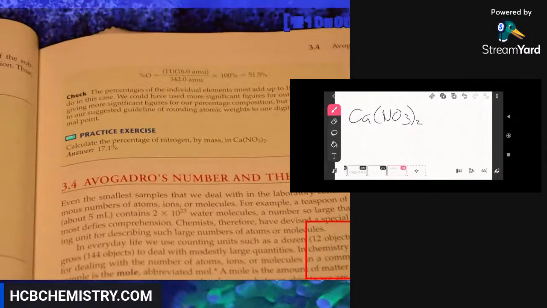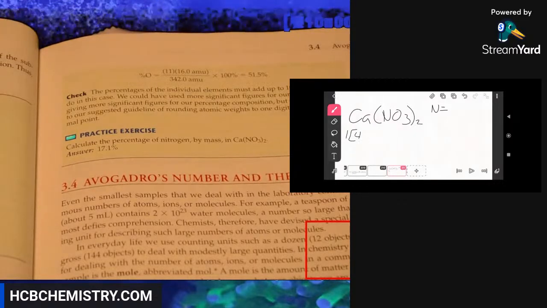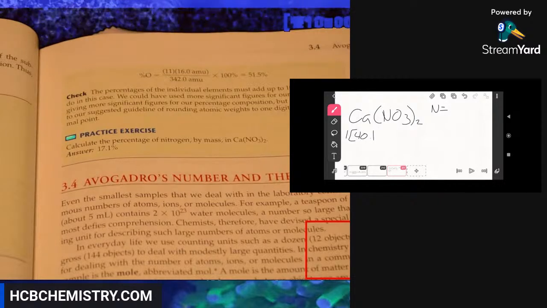All right, so percent of nitrogen. Let's do the same thing. So 1 times calcium. What's calcium? 40.1. Oh, we already did this one too. Okay, perfect. Yeah, that's going to help a lot. Okay, so 40.1.